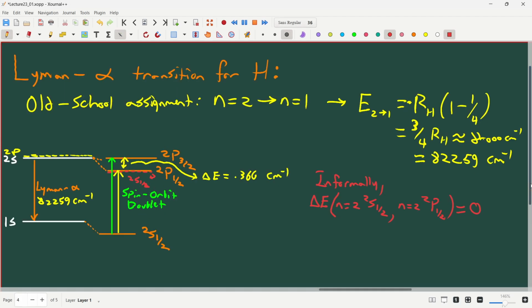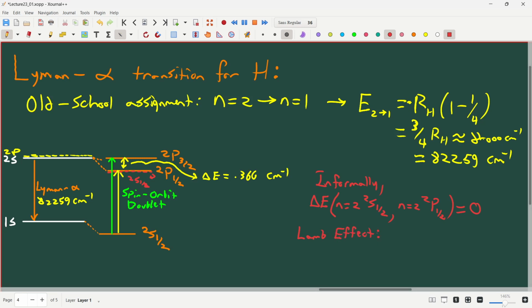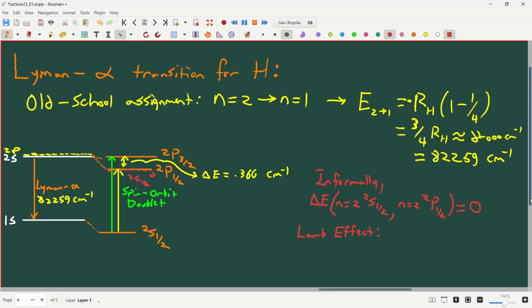But there was a man, let me find his name, Lamb. What's his first name? There's something called the Lamb effect, which is a very, very, very small effect that actually splits these two levels, and it's due to relativity. The fact that the electron is moving at a slight fraction of relativistic speed, and so is the proton, which has a little spin angular momentum as well, causes a slight difference in the energy between these two.